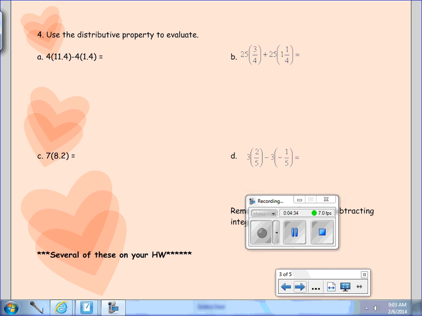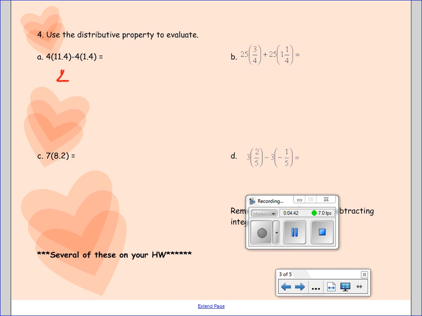Now we're going to use the distributive property to evaluate each and every one of these problems. So in 4a, 4 will be on the outside of the parentheses. 4 times (11 4/10 minus 1 4/10). So hopefully you can do 11 4/10 minus 1 4/10. That's 10. 4 times 10 is 40. Again, we use this property to simplify. So instead of doing 4 times 11 4/10 minus 4 times 1 4/10, we simplify what was in the parentheses and then multiply.